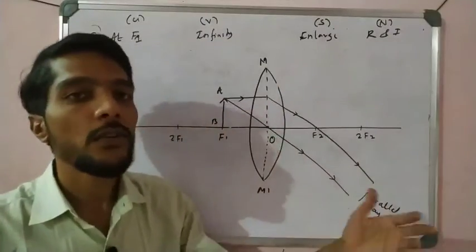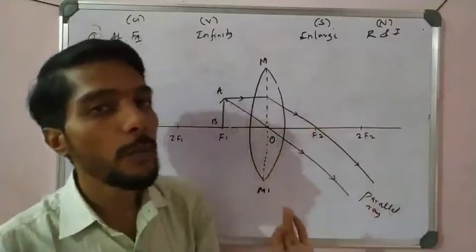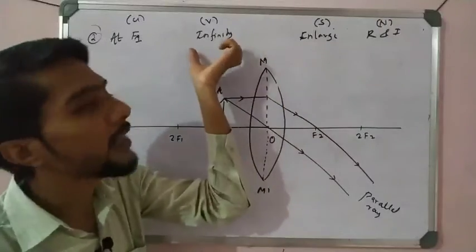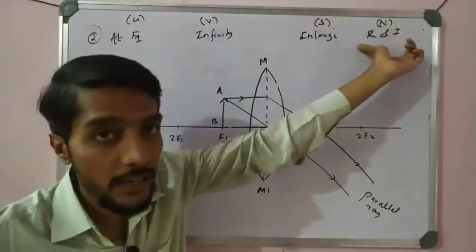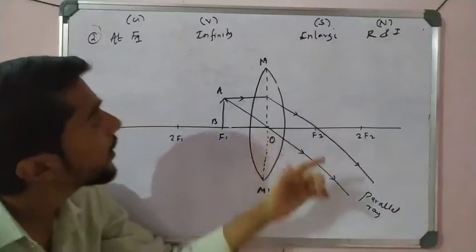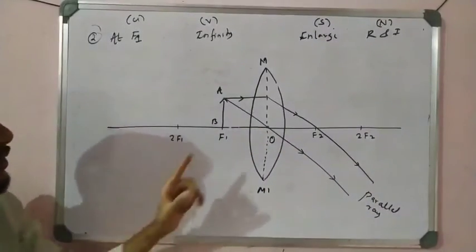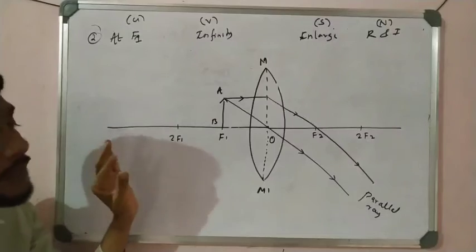Where they meet, we do not know. They do not meet, or maybe meet at infinity. So the image is formed at infinity. It is very large, real and inverted. So this is the case at F1, right, students? That is a very important case. You have to remember this case.